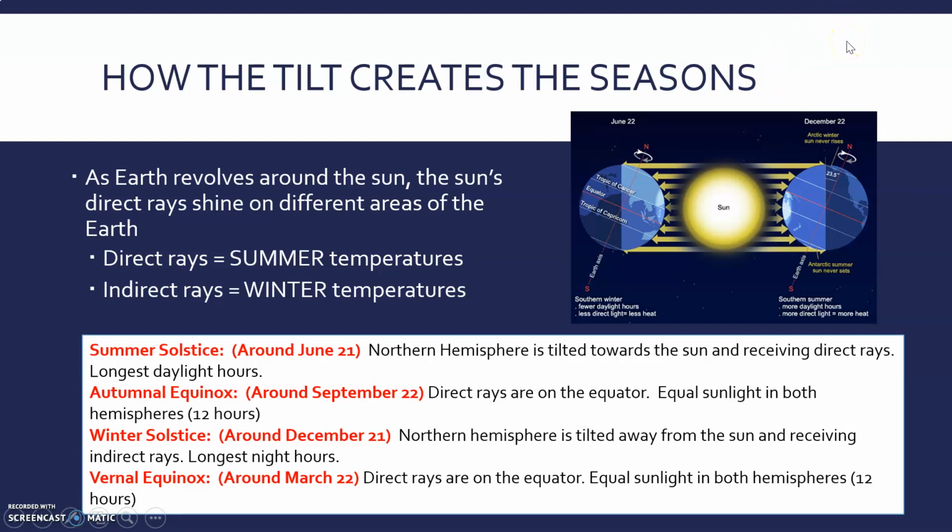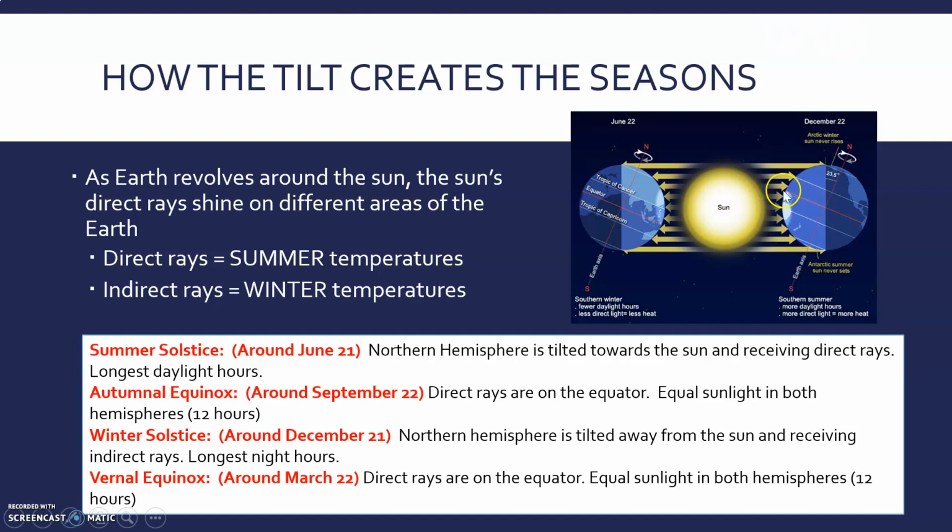So how does that tilt help create the seasons? Well, basically what happens, the Earth revolves around the sun. Depending on the direct rays and how they're shining on those different areas, that determines what the temperatures are going to correspond with. So if you're getting direct rays, it's going to be summer or warm temperatures. If you're getting indirect rays, it's going to be winter or much cooler or colder temperatures. Again, latitude going further north or further south is also going to play a role.